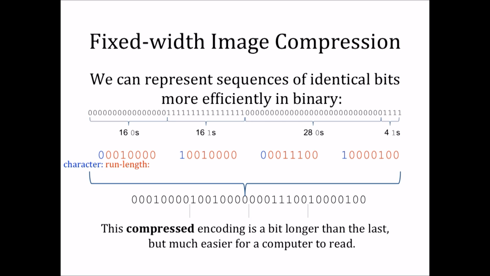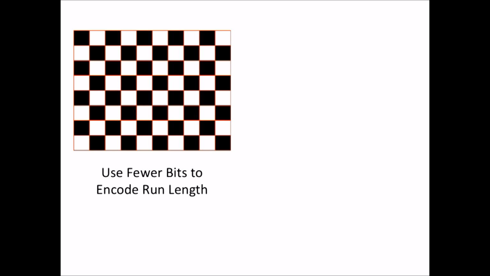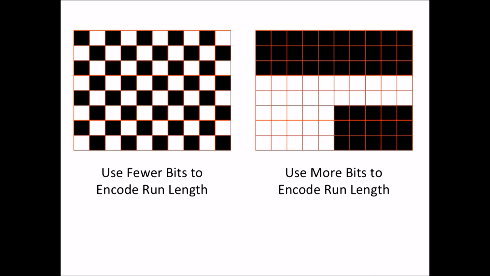The answer might depend on the picture you're trying to compress. If your picture changes between black and white a lot, like this one, then you're better off using fewer bits to encode the run length. That's because you'll waste less space on padding. If, on the other hand, your picture has large contiguous blocks of the same color, you want to use more bits encoding the run length. Then you will be able to encode each contiguous block in one run, and you won't have to split a block across multiple runs.